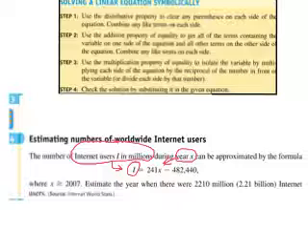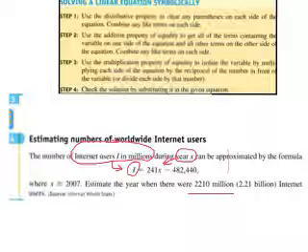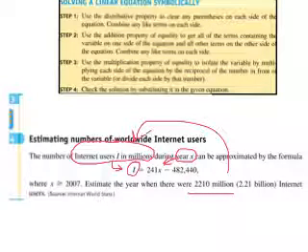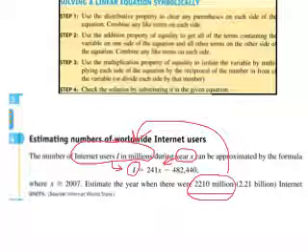So I equals 241x minus 482,440. It says where X is greater or less than 2007, estimate the year when there were 2,210 million, or 2.21 billion, internet users. So we know the I. It's telling us what the I is, but it's not telling us what the X is. We have to find the X.